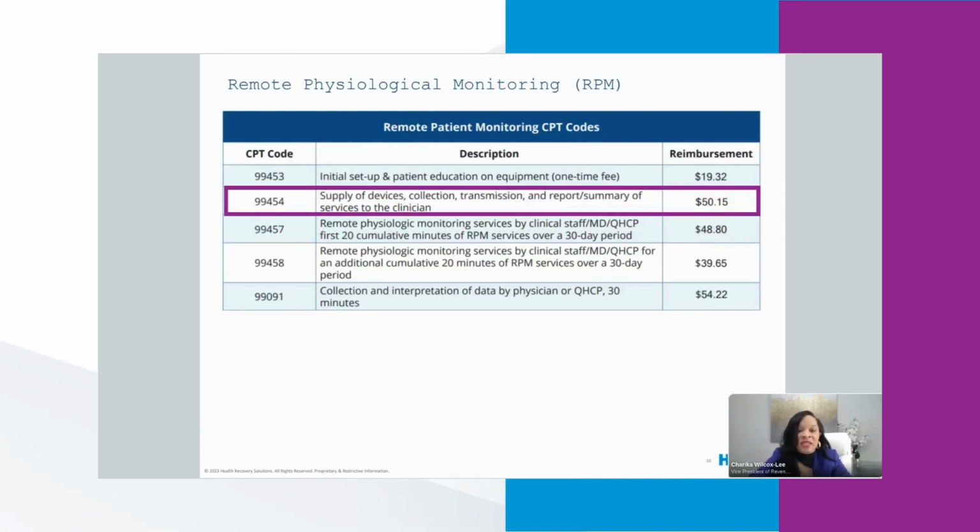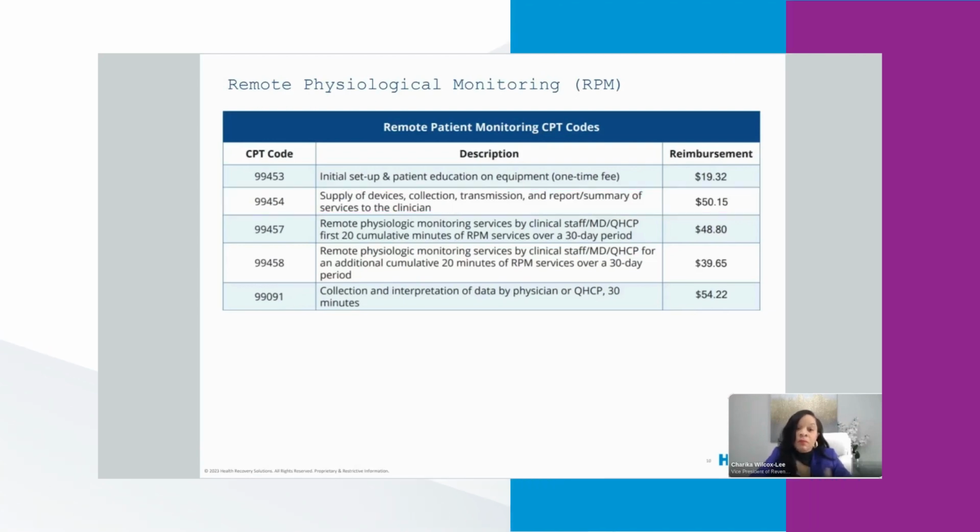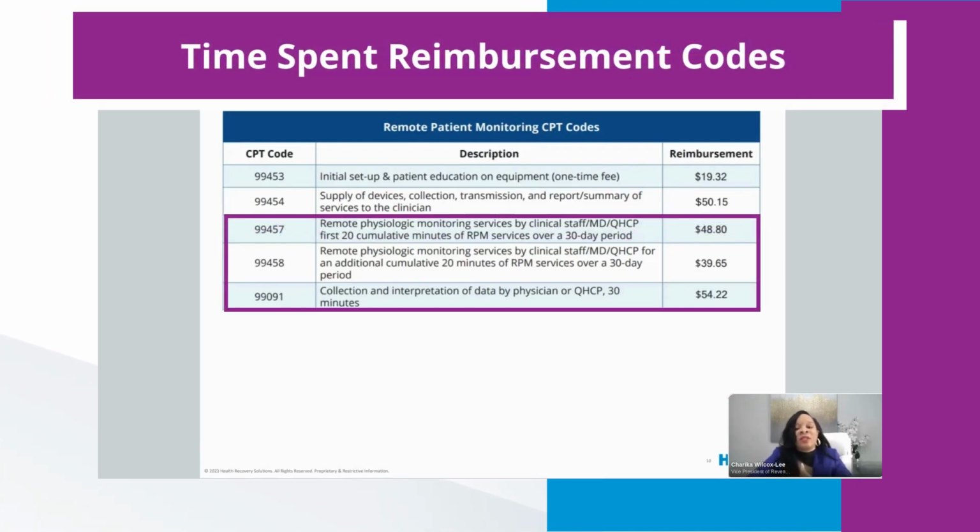The next code is the 99454. It's for the supply of the device, the collections, the transmission, the reporting. This code is able to be billed every 30 days, and it has a $50.15 reimbursement rate. The next three codes are time spent codes, and I'll talk about that more extensively.